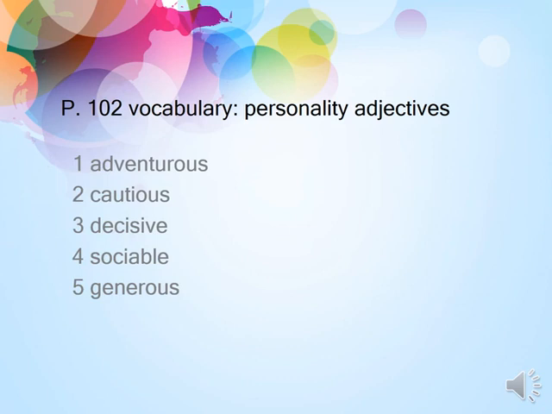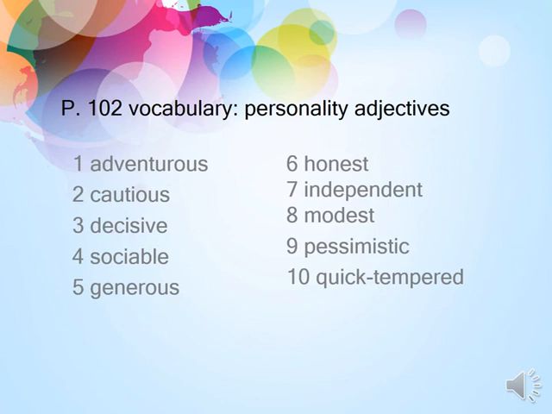Number 3, someone who is good at making decisions quickly is decisive. 4, makes friends easily is sociable. And 5, we would say it's generous. So gives money or time to help people is generous. For 6 to 10, doesn't cheat or tell lies is honest. Doesn't depend on other people for help and likes doing things in their own way is independent.